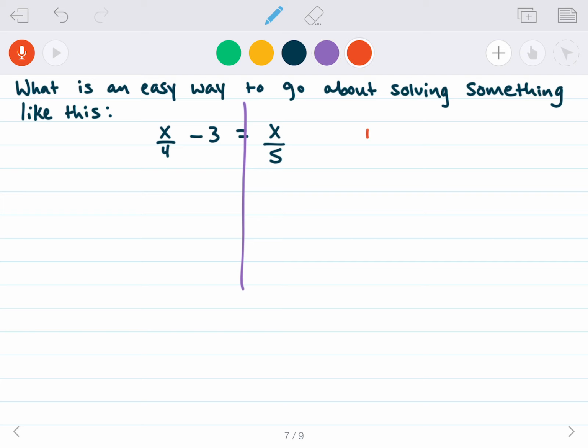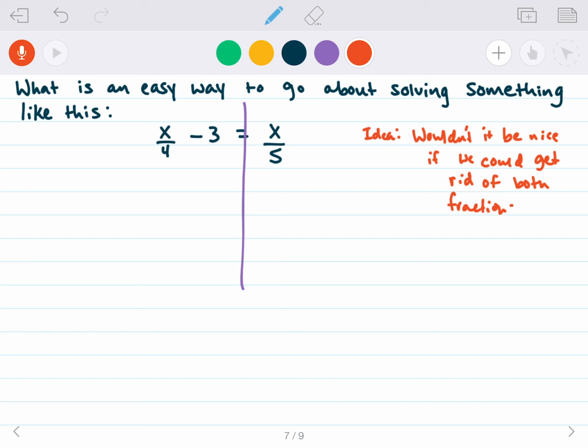So here's the idea. Wouldn't it be nice if we could get rid of both fractions at the same time? Wouldn't that be great? We can do it. How do we do it?